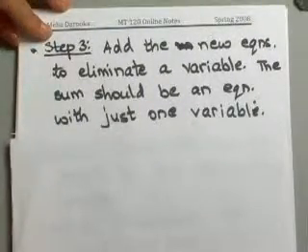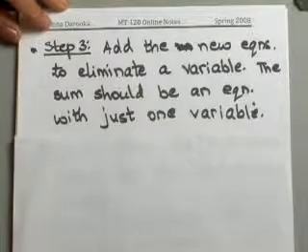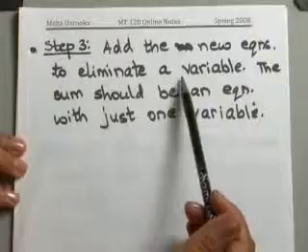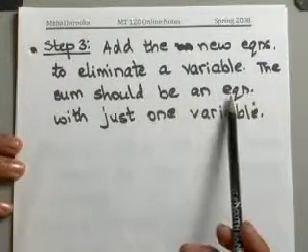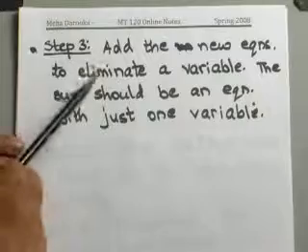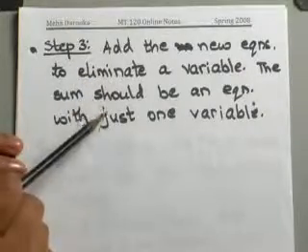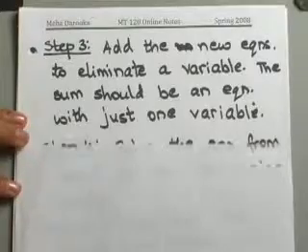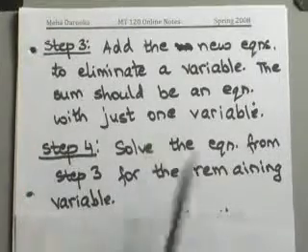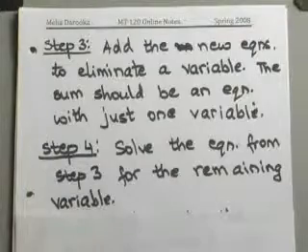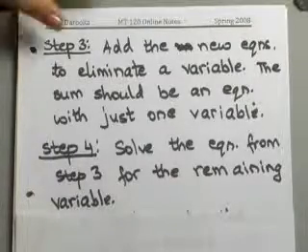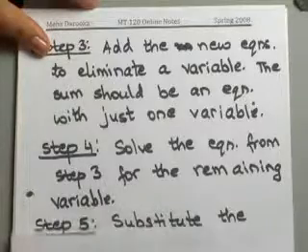Now let's go ahead and look at our other steps here. With step 3, you will go ahead and add the new equations that you have transformed in step 2. You'll go ahead and add the new equations to eliminate one of the variables. The sum should be an equation with just one variable. So once you eliminate one variable, your final sum should have only the other variable left. Your step 4, solve the equation from step 3 for the remaining variable, just like we did in our example where we eliminated y and then solved for x.